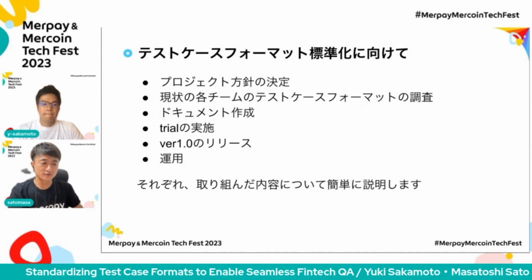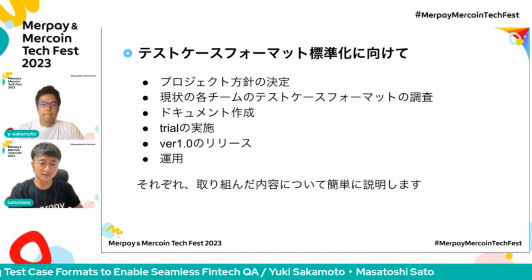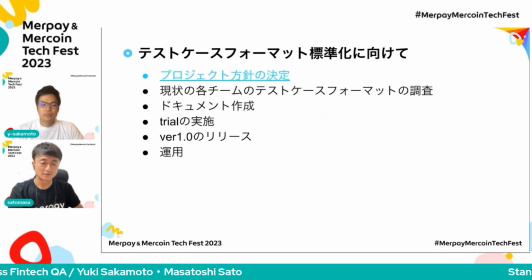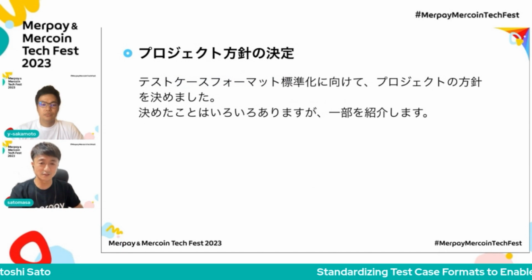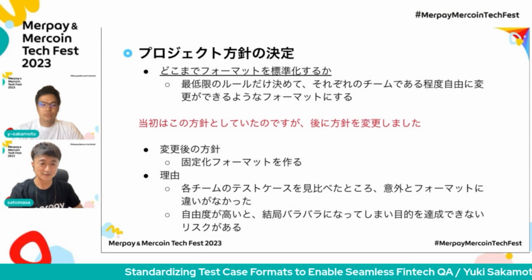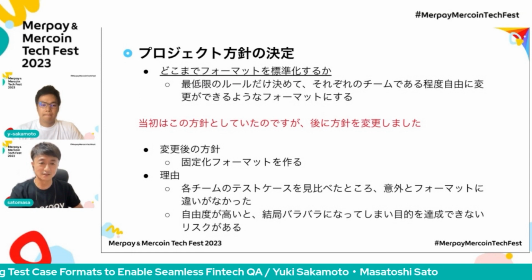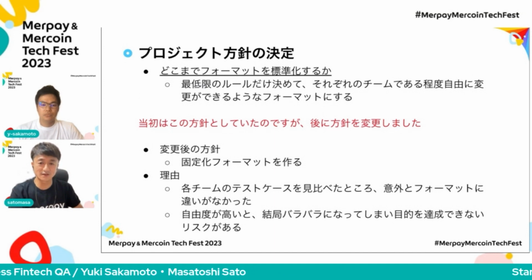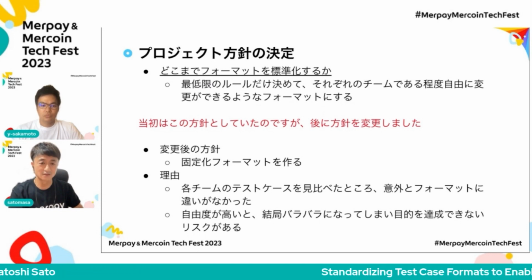The following is an explanation of the test case format standardization project we worked on. First of all, there are a lot of project policy decisions made, and I'll introduce some of them. First is the scope of standardization of the format. Initially, we decided to set only the minimum rules and to make the format such that each team could modify it with some degree of freedom.